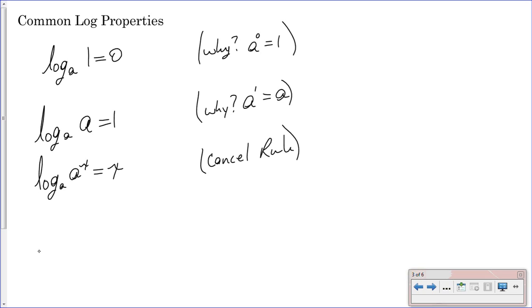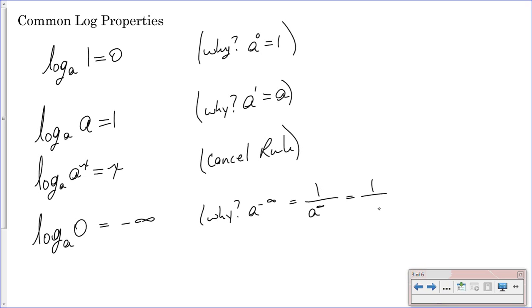Alright. Now, next one is log base A of 0 equals negative infinity. Why does this equal negative infinity? Well, because A raised to the negative infinity equals 1 over A to infinity, which just equals 1 over infinity, which equals 0. Because remember, 1 divided by infinity is 0. And A to the infinity is a big number. So, as the bottom gets bigger and bigger, this gets closer and closer to 0. So 1 over infinity is 0.